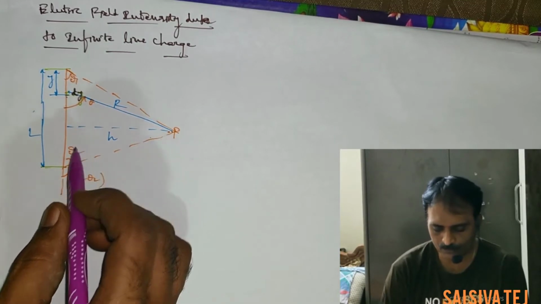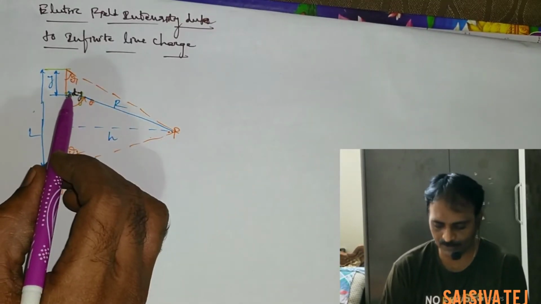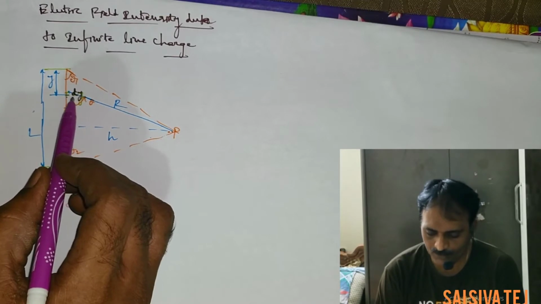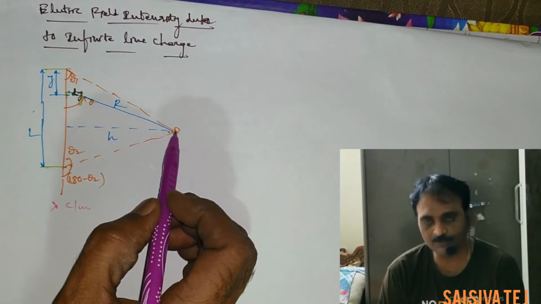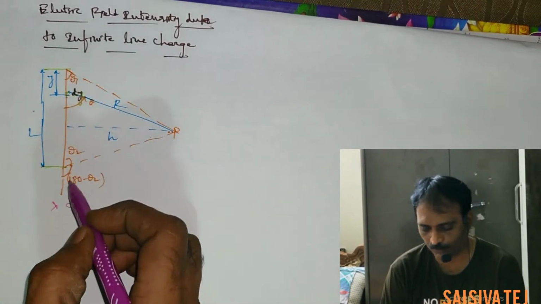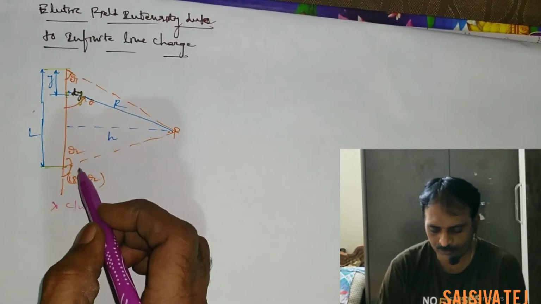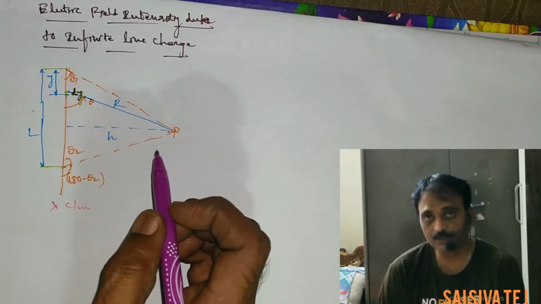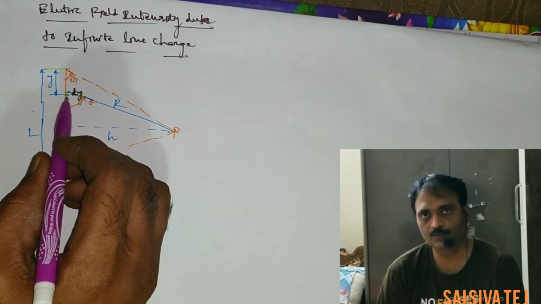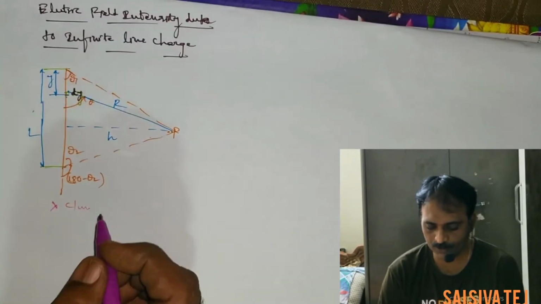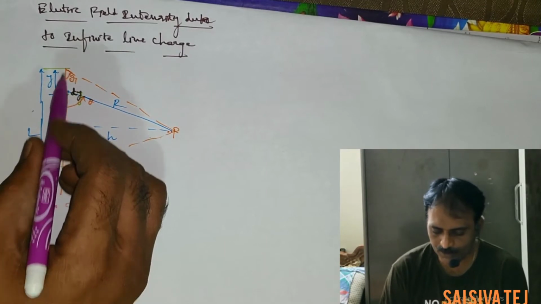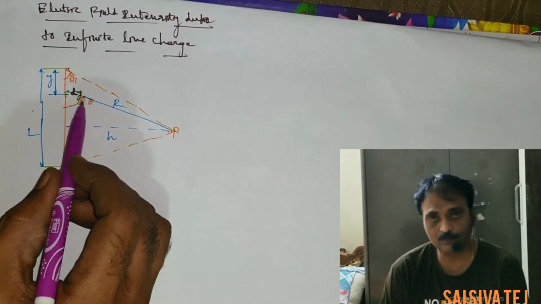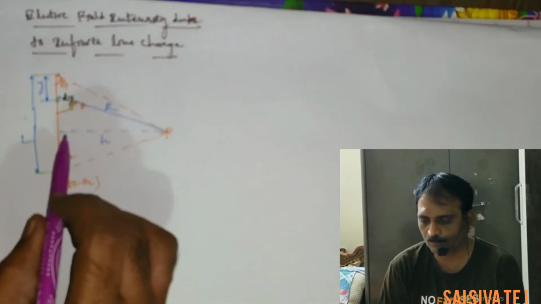Let me explain the other parameters that we are going to consider here. dy is a small differential length. First of all, we shall find the electric field intensity due to this small differential length dy at this particular point. Later on, when we consider the whole length by doing integration, we can get the electric field intensity due to this complete line charge. Here this dy is at a distance of y from this point, and say this angle is theta.